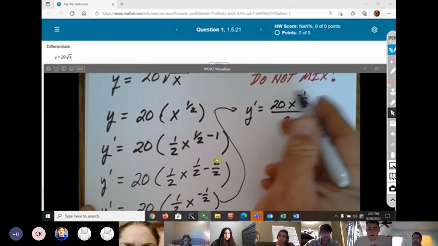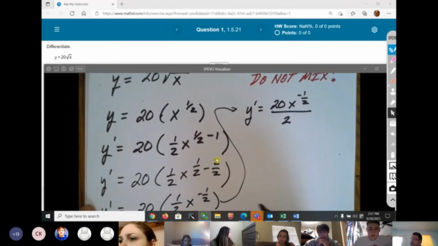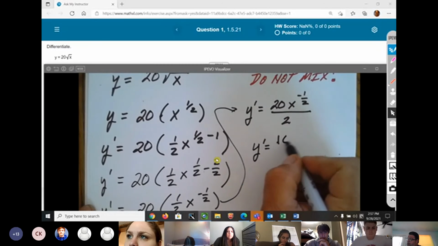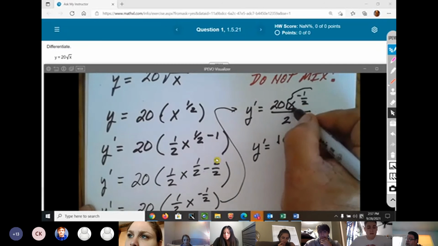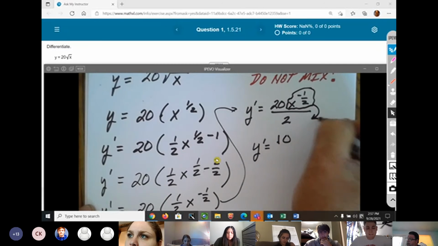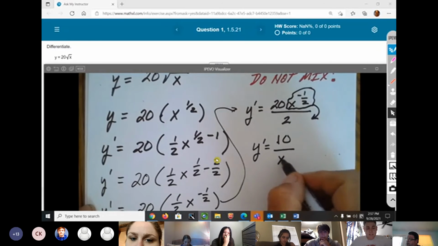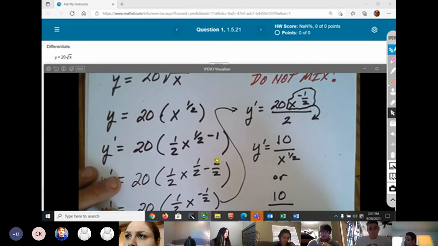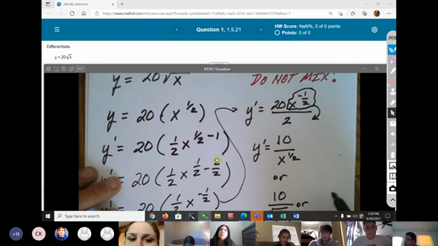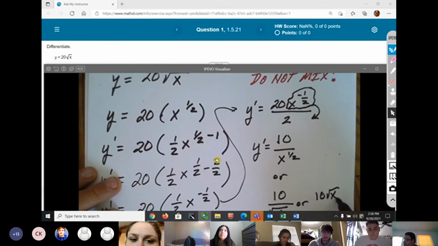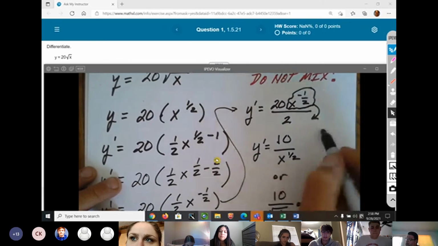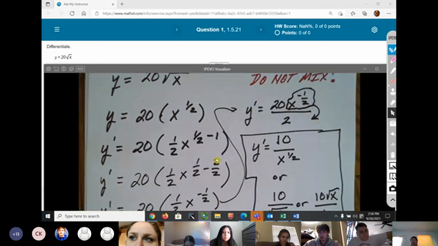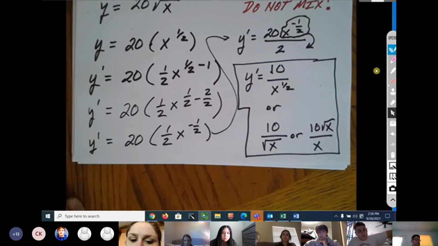And what can I do to simplify this? Well, the 2 will go into the 20 10 times. And the x to the negative 1/2 can go where? Downstairs. Or 10 over the square root of x, or 10 square root of x over x. Those are your three possible answers.